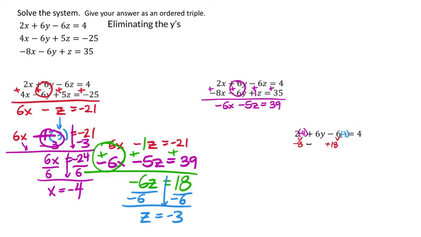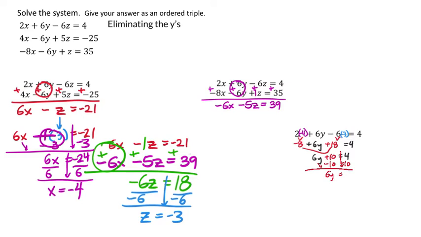Okay, so I still got the plus 6y equals the 4 as well. Combine my like terms, negative 8 and positive 18 is positive 10. So now 6y plus 10 equals 4. And we'll subtract 10 from both sides to zero that out.